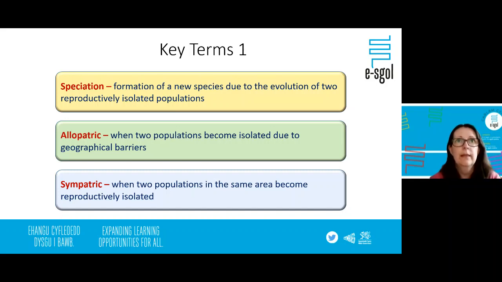Secondly, sympatric speciation is when populations in the same area become isolated and are not able to reproduce.